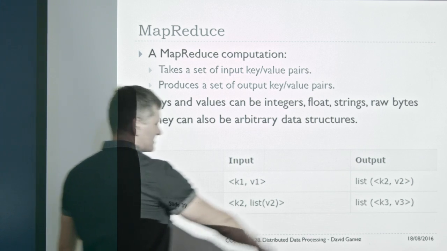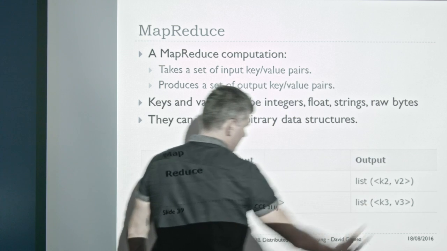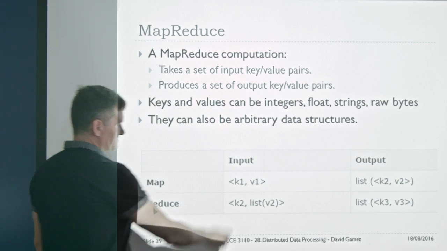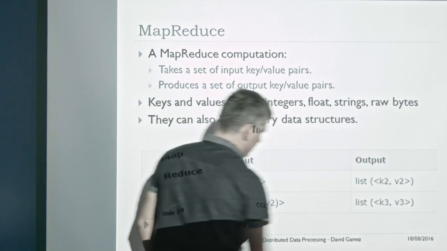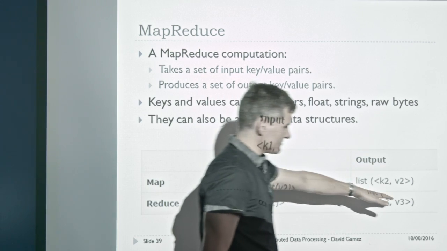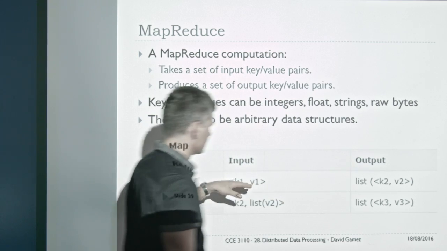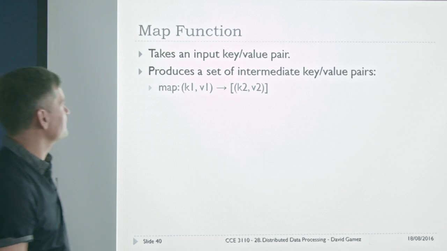Each mapper takes a key value pair, sorry, and it outputs a list of key value pairs that are a bit different. And the reduce function takes a key and a list of values and produces another list of key value pairs. So you say, well, have we really gained much? But what's happened is we've transformed the data in such a way that this is not very useful and this is much more useful, and that'll become much clearer.